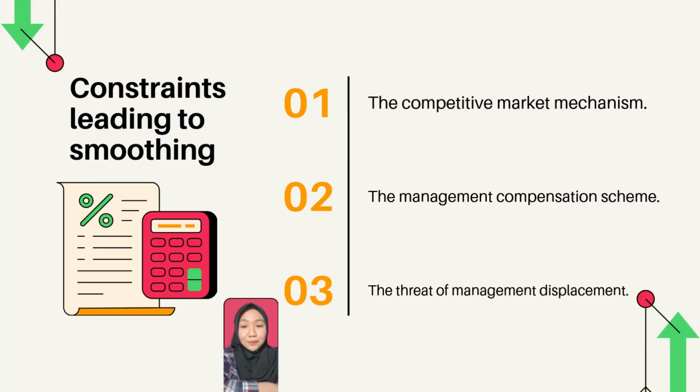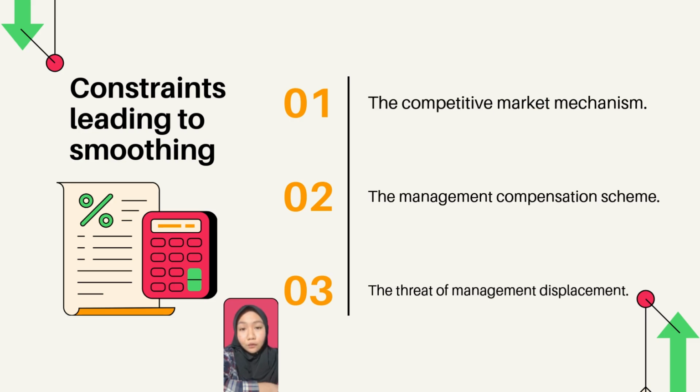Constraints leading to income smoothing. The first one, the competitive market mechanism. This refers to the pressure that companies face to perform well in a competitive industry. If a company reports very volatile earnings, it might look unstable compared to competitors. So management may try to smooth income, making profits appear more stable, so that investors and creditors see the company as reliable, the company's stock price is less likely to fluctuate wildly, and the last one, the firm appears to be managing operations efficiently even during tough times.